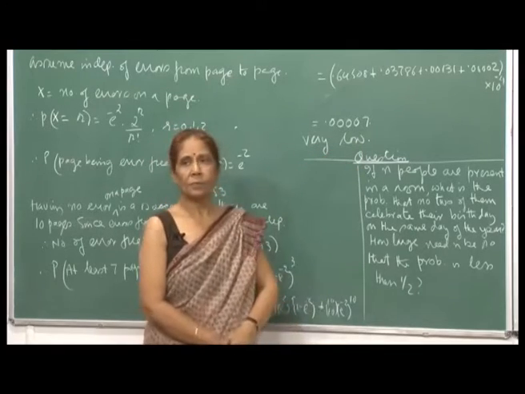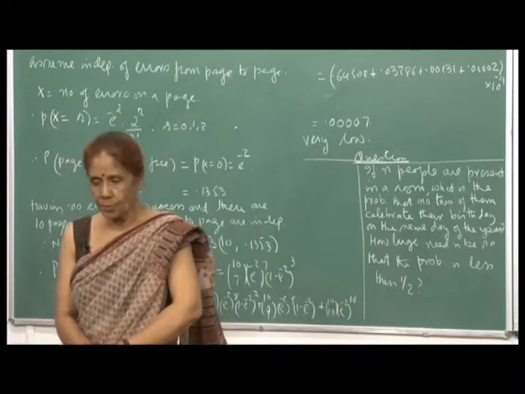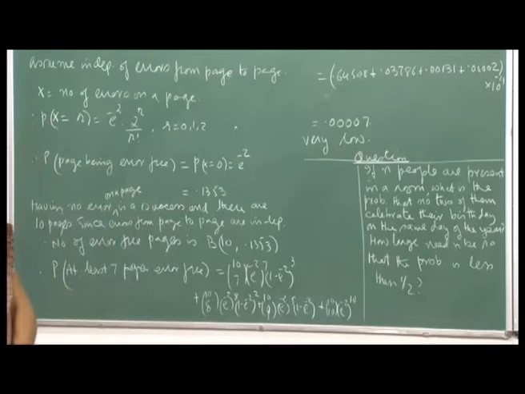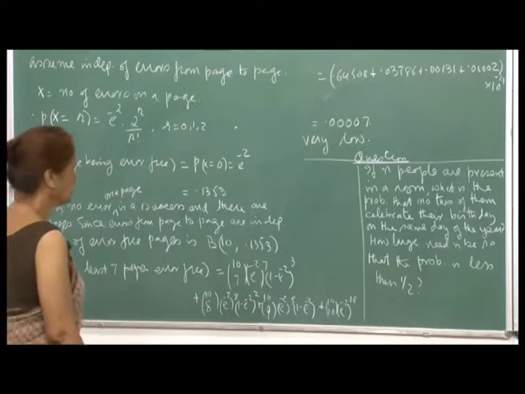So, therefore, what you will say is that the probability that 7 pages out of 10 will be error free has very low probability. So, the chance of this happening is very small.